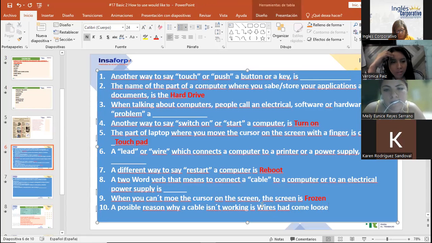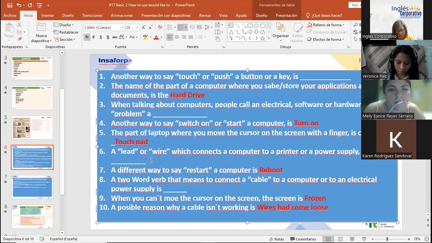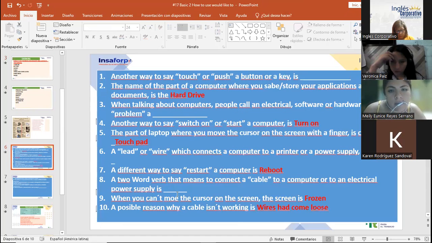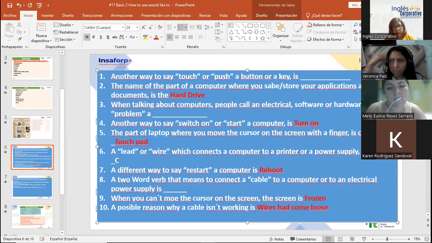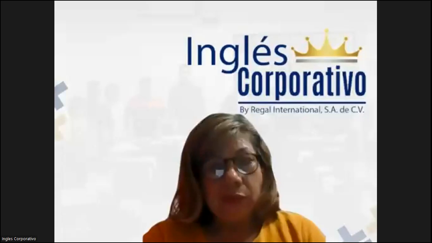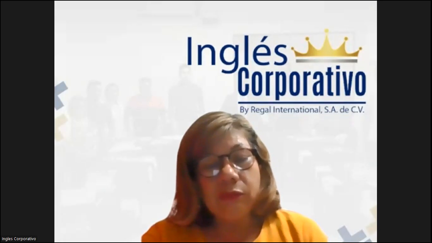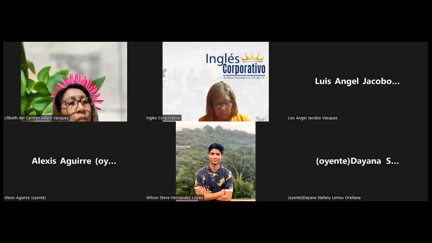Nos hacen falta algunos de aquí, ¿verdad? Sí. La número 6 es cable. Cable. Y la otra... Crashed, ajá, se estrelló, dice. O estrellarse o chocó. Eso es lo que aparece de crashed.